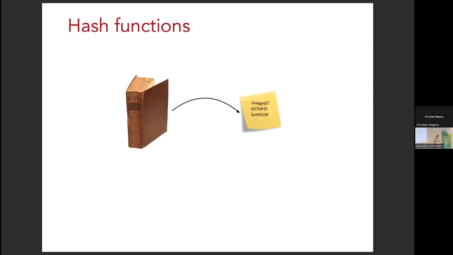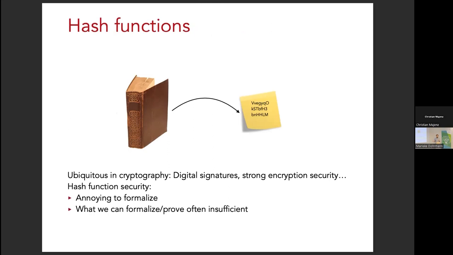So the most common case where we use this black boxification of a fundamental cryptographic primitive is the case of hash functions. A hash function is just this kind of digest function. It maps some arbitrary amount of data to a small hash value. And it's everywhere in cryptography, for example, for digital signatures or strong security for encryption, we use these hash functions. But somehow the security of hash functions itself is a bit annoying. It's annoying to formalize, especially for real world hash functions. And if we then succeed in formalizing some security property for this hash function, then often some other security property turns out to be not enough to prove security.